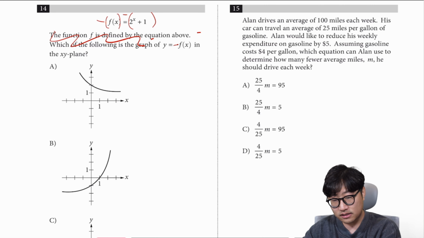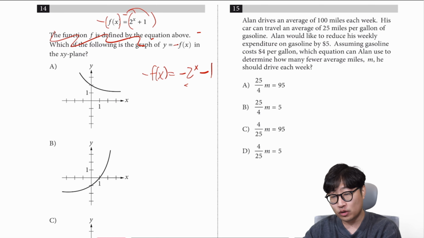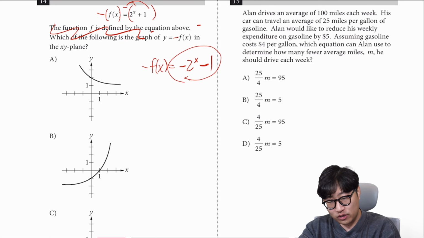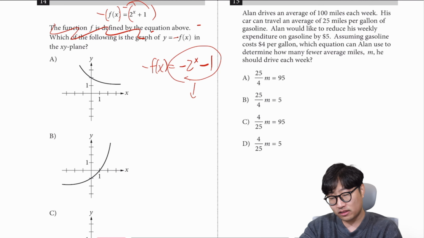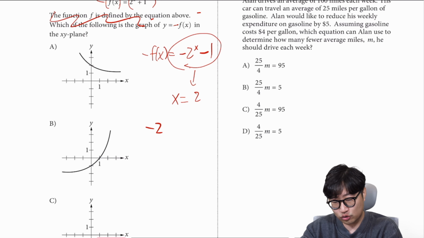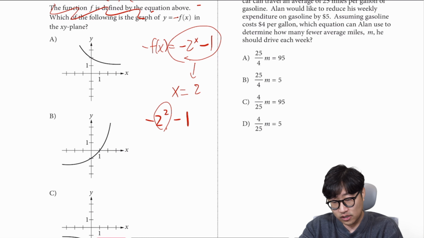So then you get negative f of x should equal negative 2 to the x. And then when you distribute that, minus 1, right? So that's what you should be looking at. So what you could do when you have this is just plug in some random point and see where the y is supposed to be. What I mean by that is let's just assume that x is equal to, I don't know, let's say 2, right? Because then negative 2 to the 2 power minus 1, PEMDAS, follow the order of operations. Got to do the exponent first. So that'll be negative 4 minus 1, so that'll be negative 5.